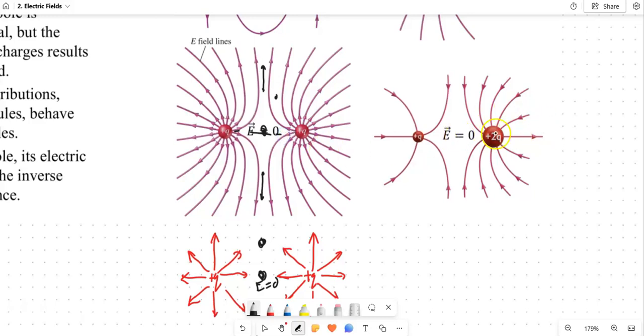Okay? Now again, with a positive 2Q charge, those will be negatives because they're pointed towards it. You're going to just have more field lines pointing towards it. And they'll still have this kind of shape to it, but here you just have more field lines. Okay?